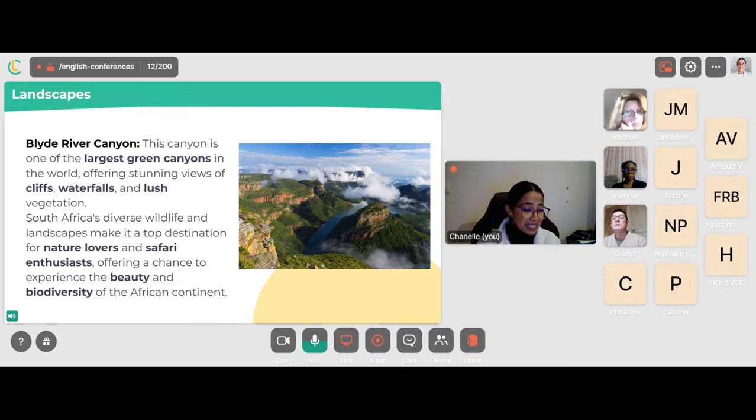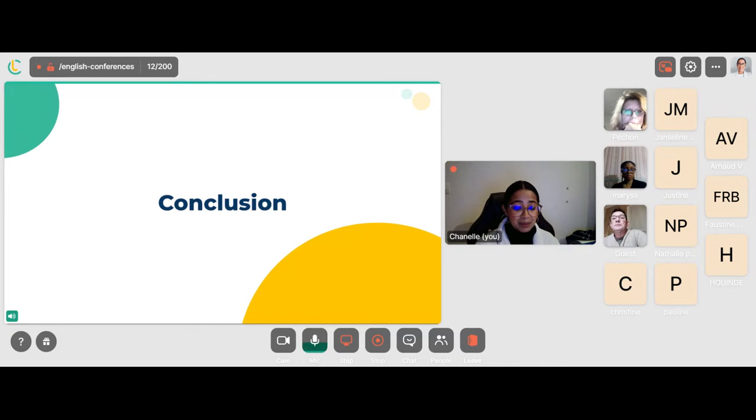And on the right hand side, you can see a wonderful image that represents the top of the Blyde River Canyon, and you have the river that runs right through it, and it is still as green as it is today. It's still as green as that.